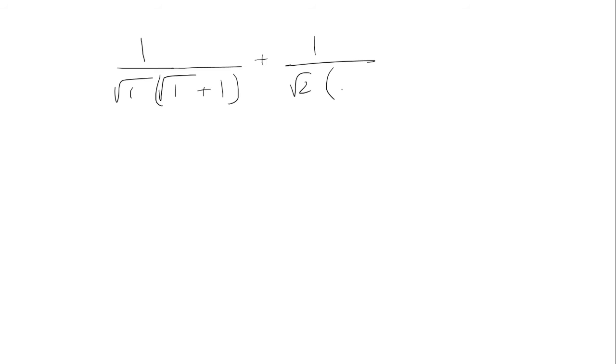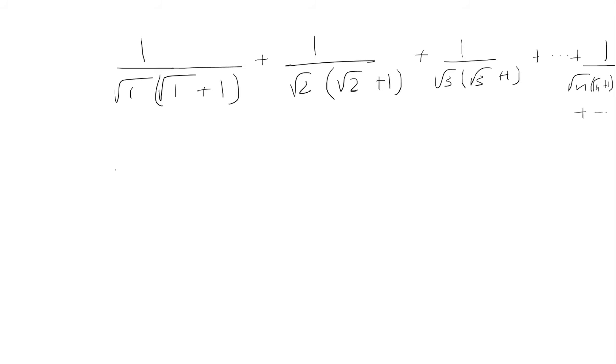Now let's look at another example. Okay, this one, we have 1 over the square root of 1 times the square root of 1 plus 1. So the plus 1 is outside of the parenthesis, or the square root. So we have 1 over square root of 2 times square root of 2 plus 1, square root of 3 times the square root of 3 plus 1, etc. And this is the nth term we're given. Okay. So that goes on forever.